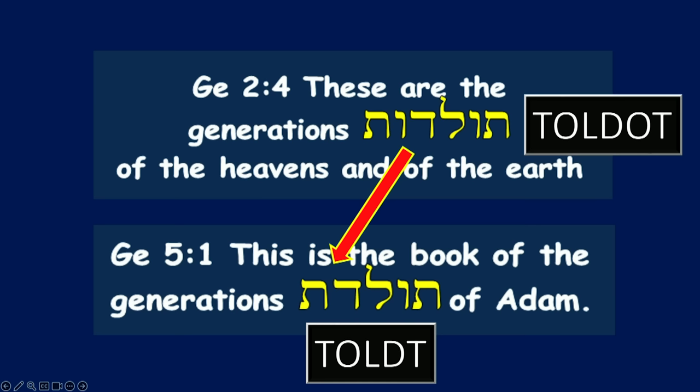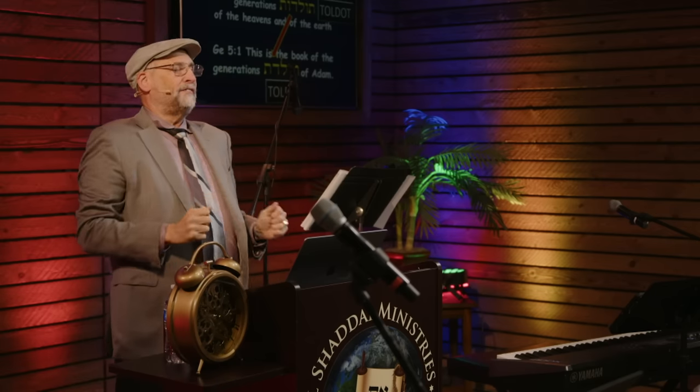The letter vav is a connector. The letter vav is number what? Six. Who was created on the sixth day? Man. Okay, so vav, there are different levels here. When God made the heavens and the earth, everything was perfect. But what happened here, Adam fell and broke the connection between heaven and earth. So now generations is missing the Messiah. It's missing someone who's going to reconnect heaven back to earth.